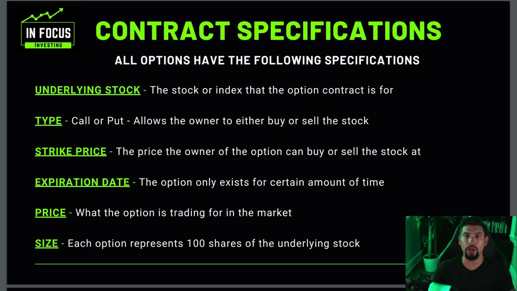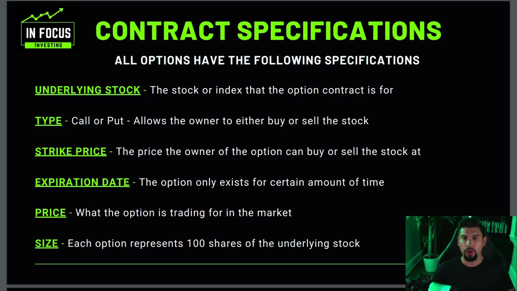Price is simply what the option is valued at at the time. When I bought the option for the home, it was a $10,000 option. And size means how many units are involved. In the home example, it's just one home. In the stock market, every option represents control of 100 shares. So there's more leverage built into options.